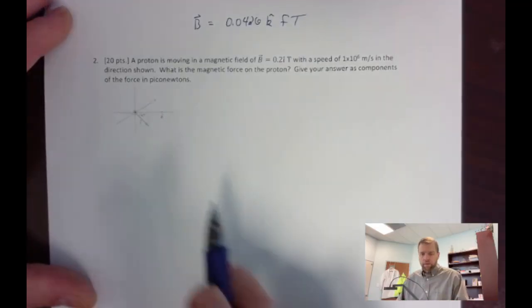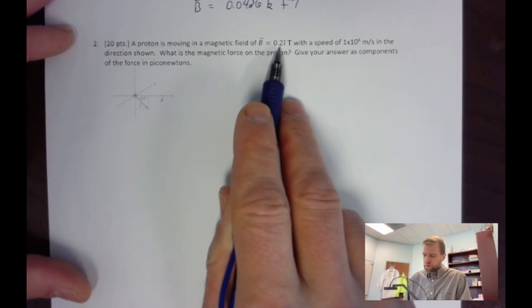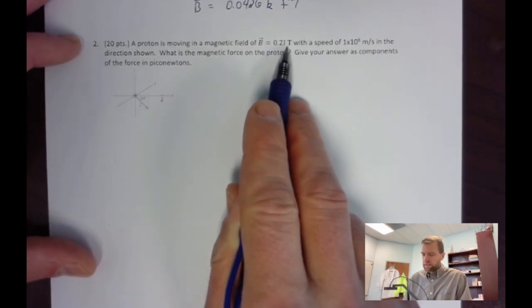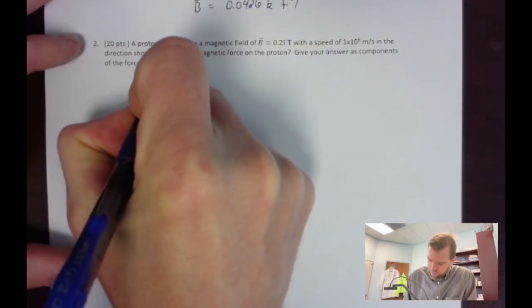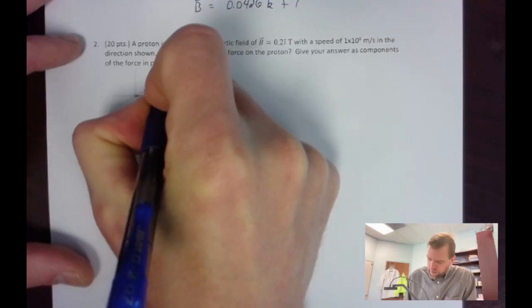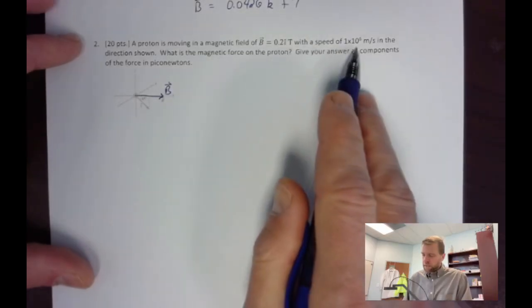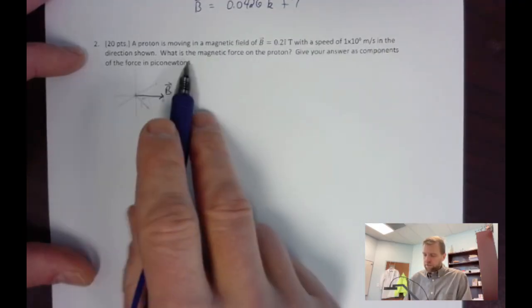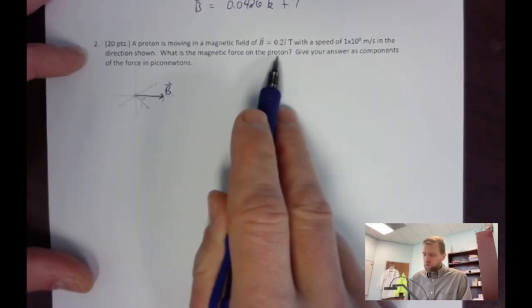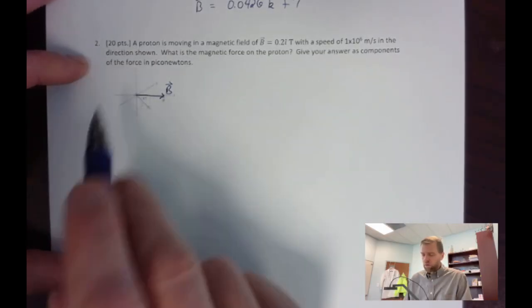Okay, so next problem. A proton is moving in a magnetic field of B equals 0.2 i hat Tesla. So the B field is pointing to the right. Let me illustrate that with some blue, since it's a little hard to see. With a speed of 1 times 10 to the 6 meters per second in the directions shown, what is the magnetic force on the proton? Give your answer as components of the force in piconewtons.